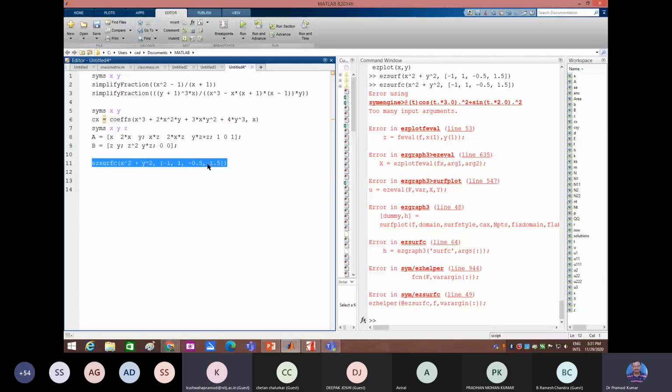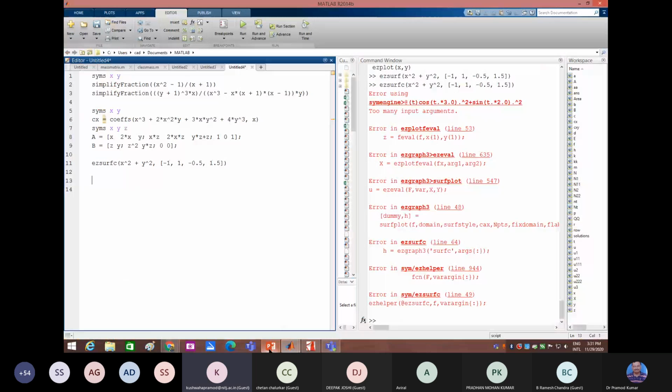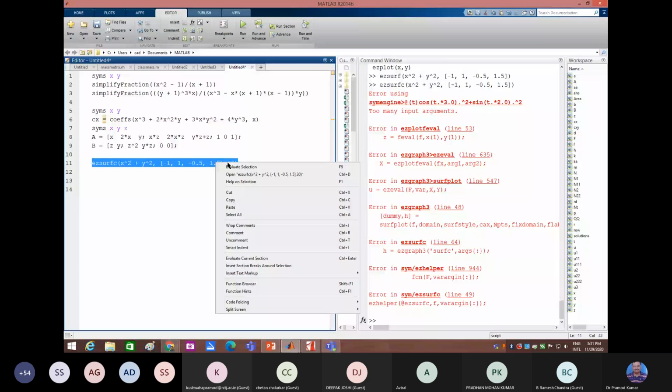It does not work because the syntax you have given is not as per its requirement. This is one more syntax you need here: the number of divisions on this side. Let us put it here. I hope it should work, but it is not working.